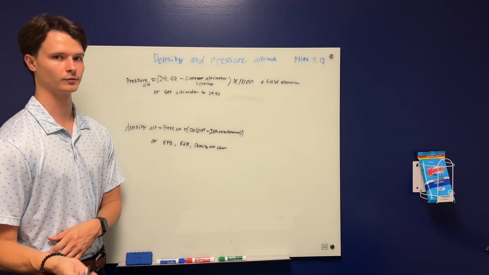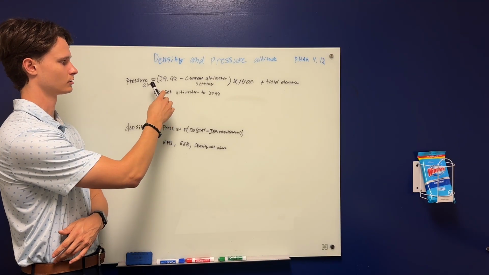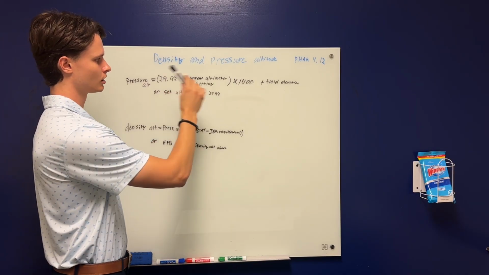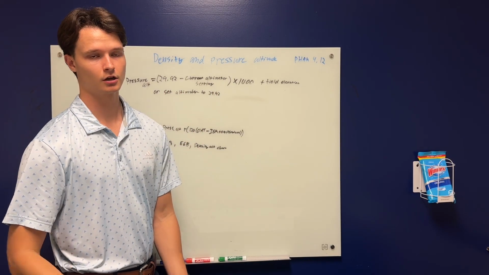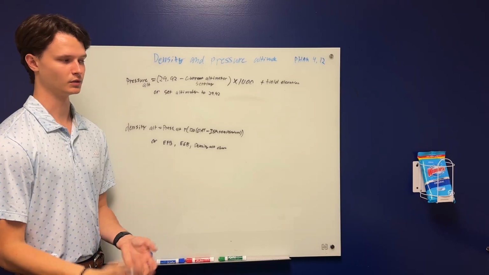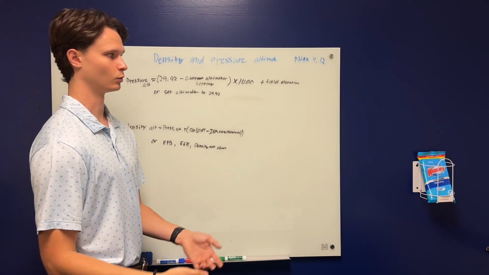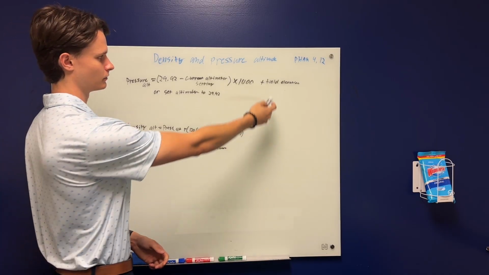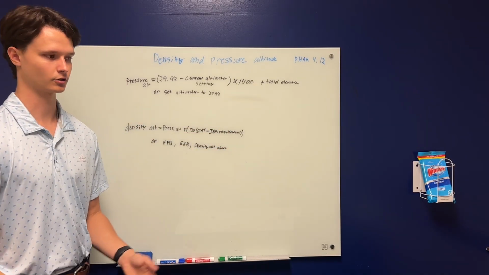Or if we want to calculate it by hand, we can use this equation here, where we take our standard pressure of 29.92, we subtract our current altimeter setting, which we can get from the METAR or the ATIS, or the local weather. We'll multiply that by 1,000, which gets us into feet, and then we'll add the field elevation to it, giving us our final pressure altitude.